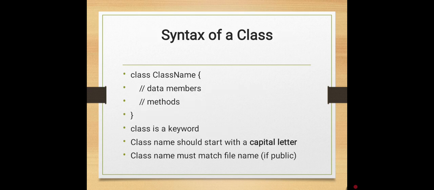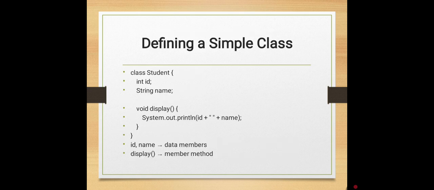Next, we are going to discuss the syntax of the class. We start with the keyword class followed by the class name. The class body is written inside the curly braces. The important rule to remember is the keyword class must be used and the class name should start with a capital letter. If the class is declared as public, the class name must match the file name. Inside the class we write the variables and methods.